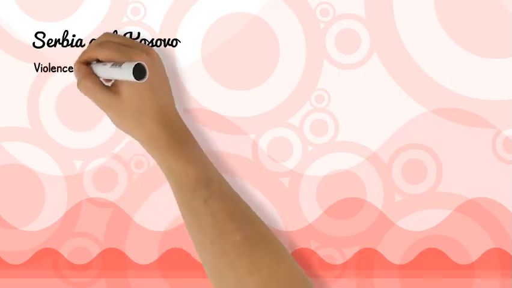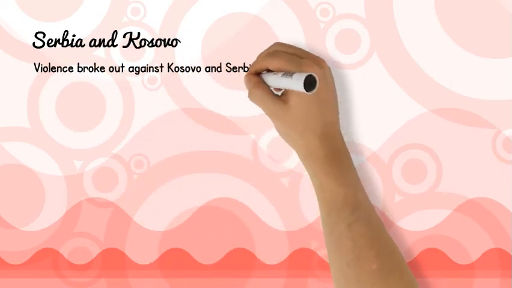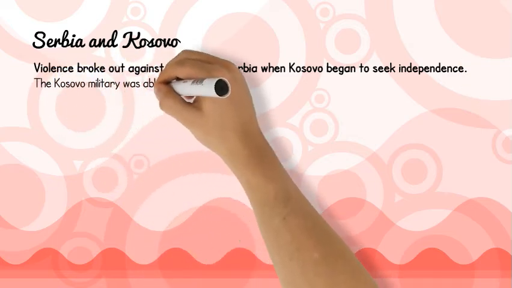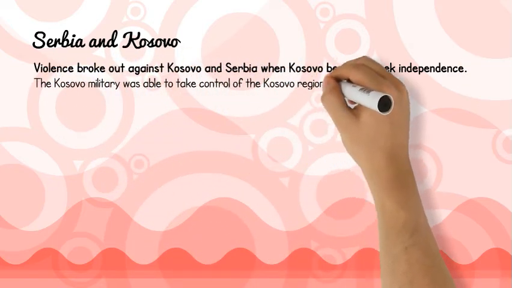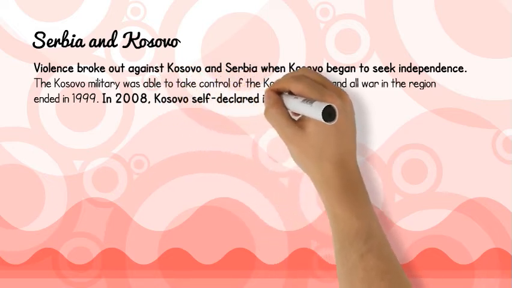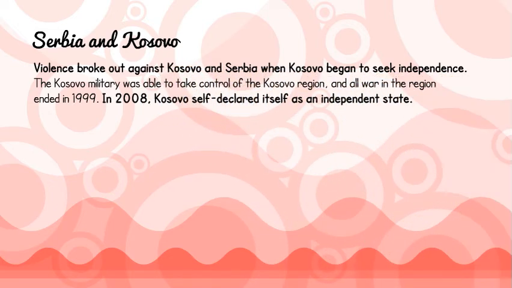Serbia and Kosovo. Violence broke out against Kosovo and Serbia once Kosovo began to seek independence. The Kosovo military was able to take control of the Kosovo region, and all war in the region ended in 1999. In 2008, Kosovo self-declared itself as an independent state.